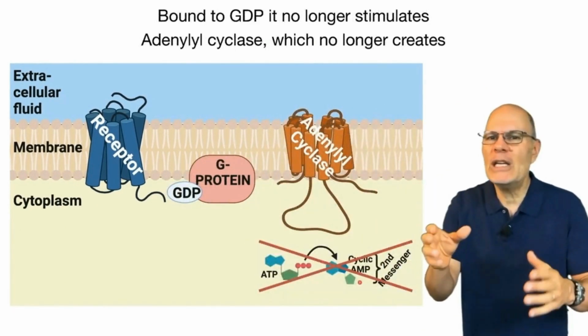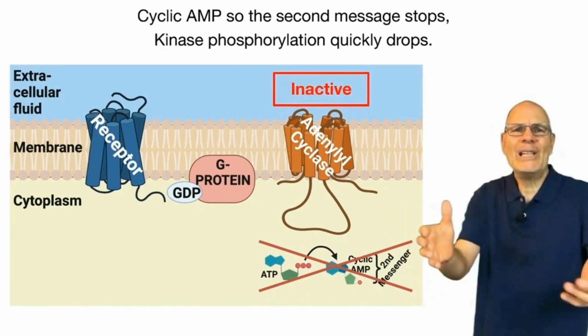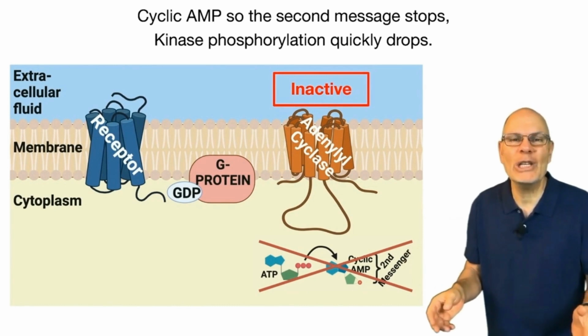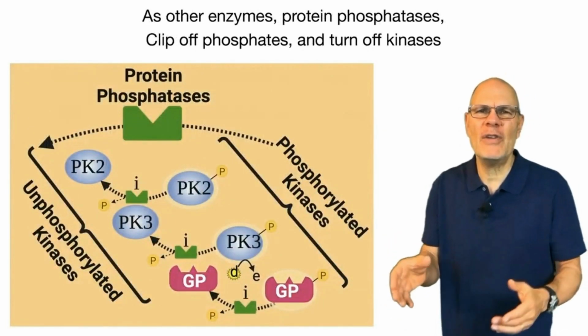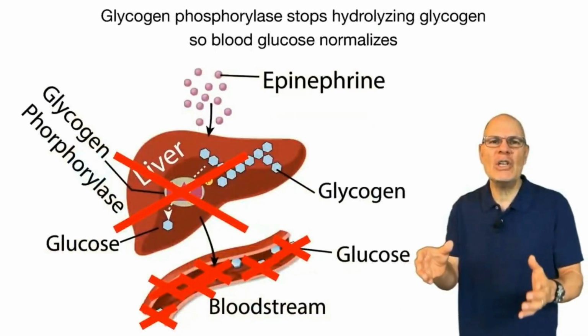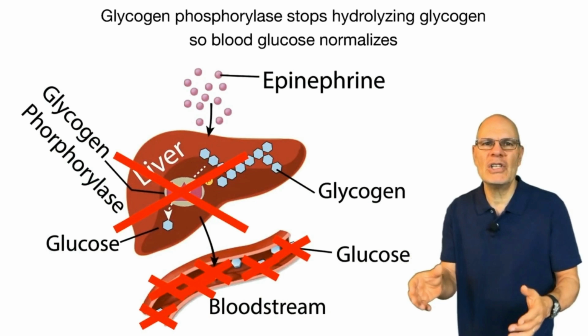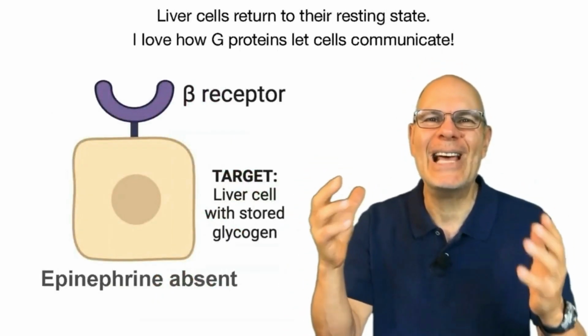Bound to GDP, it no longer stimulates adenylyl cyclase, which no longer creates cyclic AMP, so the second message stops. Kinase phosphorylation quickly drops as other enzymes, protein phosphatases, clip off phosphates, turning off kinases. Glycogen phosphorylase stops hydrolyzing glycogen, so blood glucose normalizes. Liver cells return to their resting state. I love how G proteins let cells communicate.